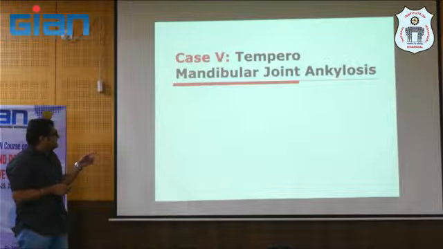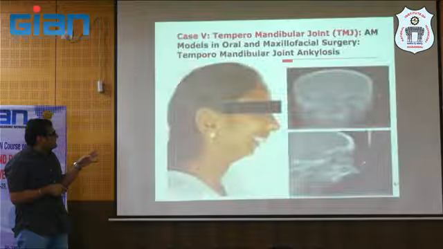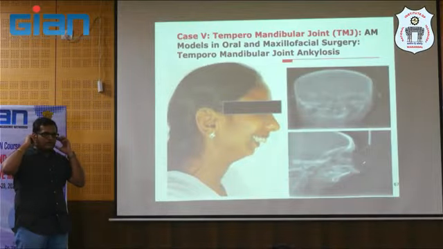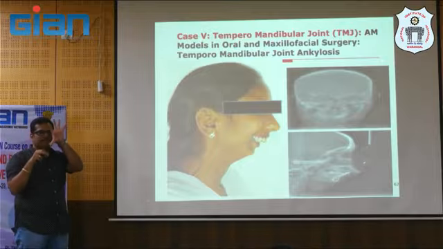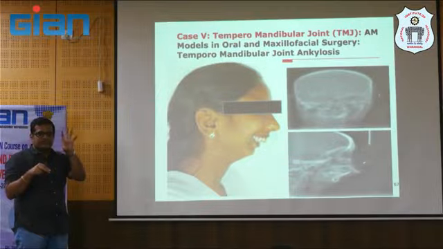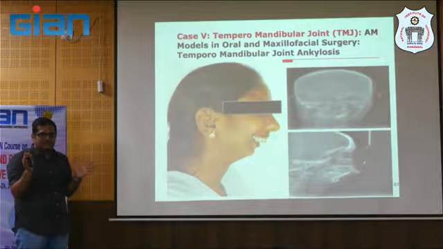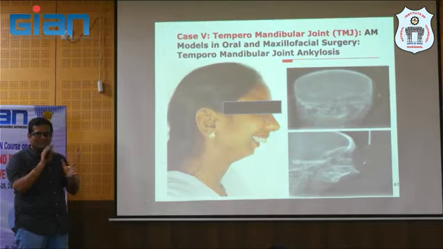And the next case study is a TMJ, that is temporomandibular joint ankylosis. So you have this joint here, lower jaw, upper jaw. This joint is responsible for articulation of your mouth. That is 5 to 6 centimeters for a healthy person. You must open 5 to 6 centimeters, opening of the mouth, if you are healthy.